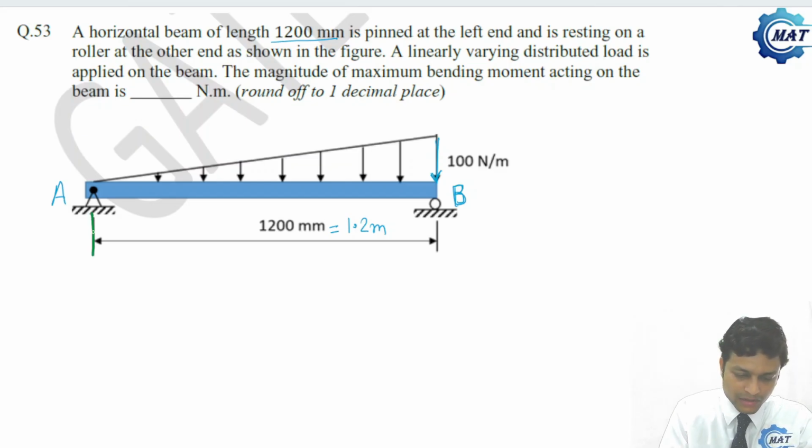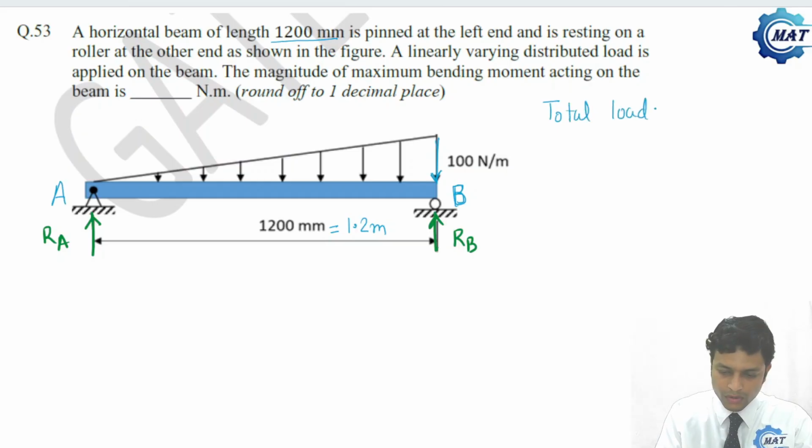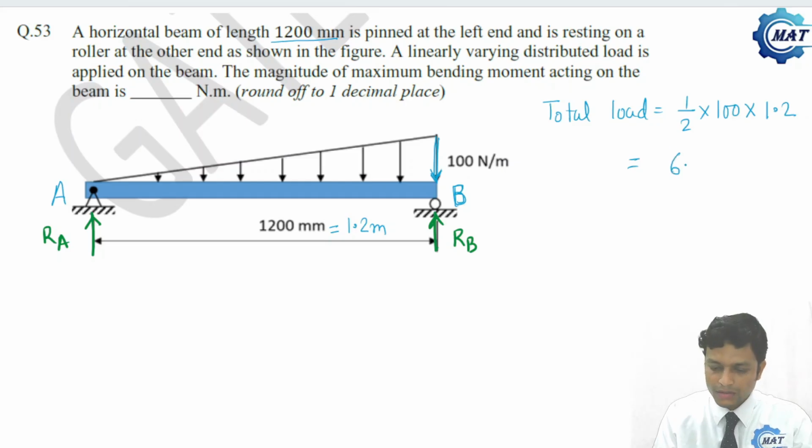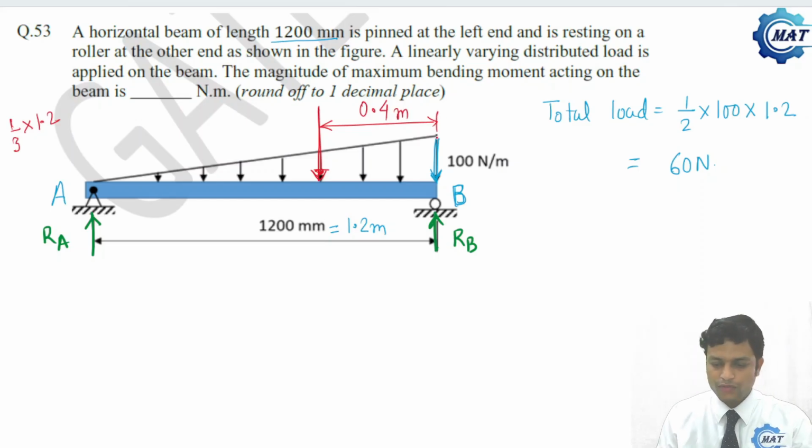So what is our first task? Our first task is to determine the reaction forces at the supports, RA and RB. Now what is the total load on the beam? Total load is half into intensity 100 into length 1.2, that is 60 Newton. And that 60 Newton will act from where? From 1/3 of the total length, that is 1/3 into 1.2, that is 0.4 meter. So this is 0.4 meter.